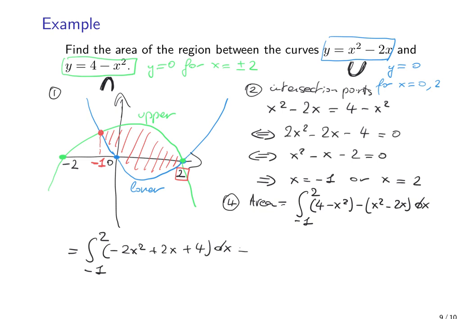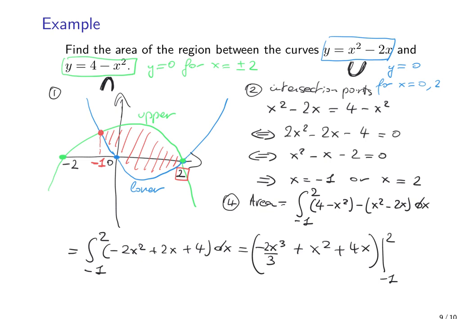Okay, so now we can actually integrate. We get negative x to the power 3. Oops, not divided by 3, just like that. I do make a mistake here. Negative 2x to the power 3 divided by 3 plus x squared plus 4x, and all of that between negative 1 and 2.